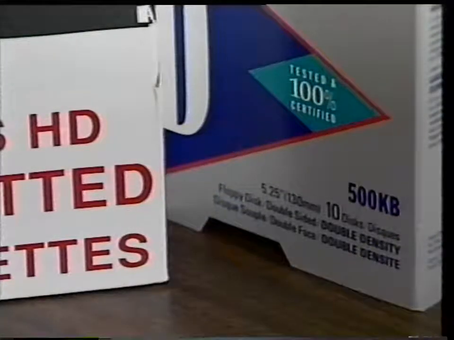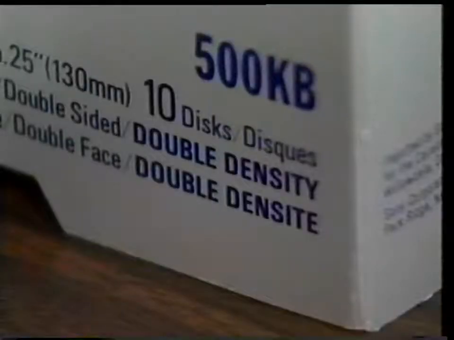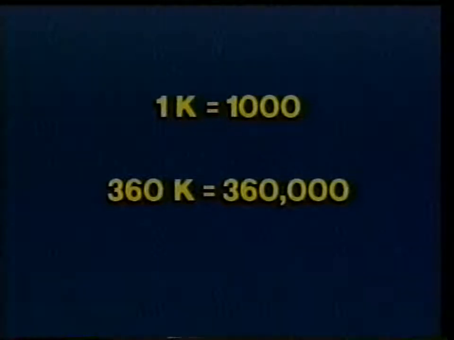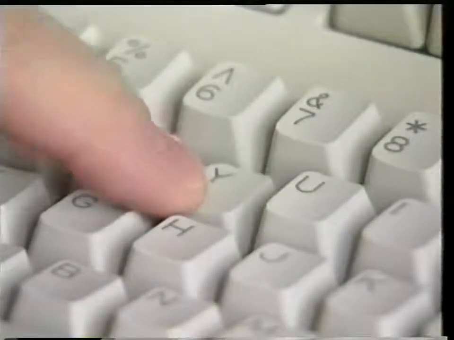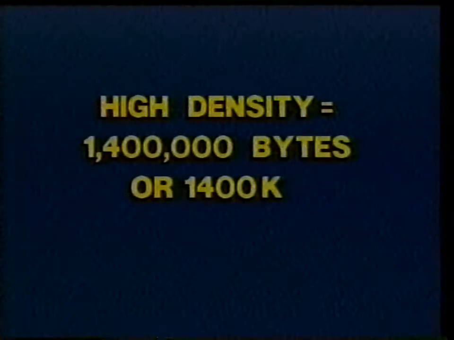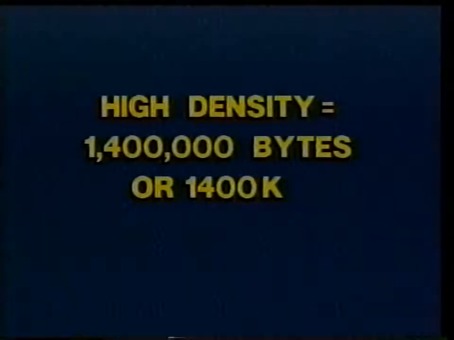The 5¼ inch diskette is sold in 2 basic types, double density and high density. The difference is in how much data each will store. Double density holds approximately 360,000 bytes of information, or 360K. K stands for kilobyte, which represents about 1,000 bytes. 1 byte equals about 1 keyboard character. High density stores about 3 times more data. High density diskettes require a special high density disk drive. Double density is the most common.